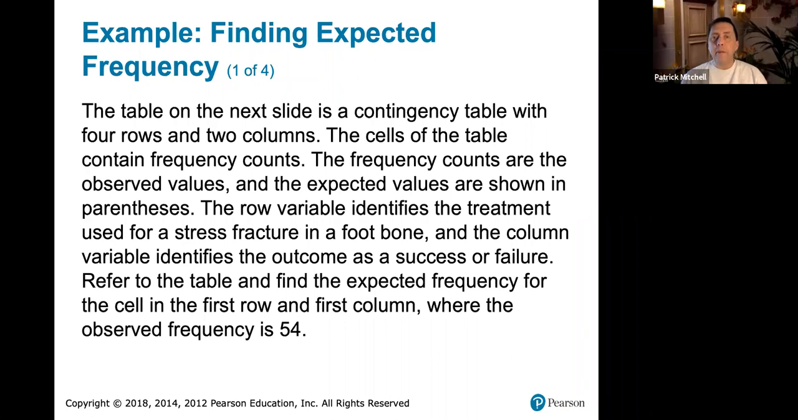The row variable identifies the treatment used for a stress fracture in a foot bone, and the column variable identifies the outcome as success or failure. In other words, the treatment was a success or it was a failure. Refer to the table and find the expected frequency for the cell in the first row and first column where the observed frequency is 54.